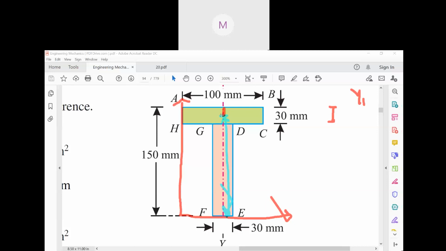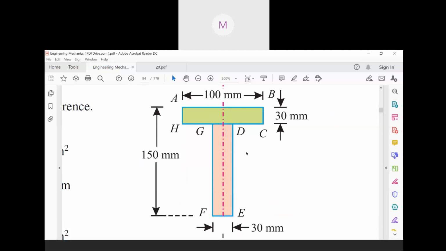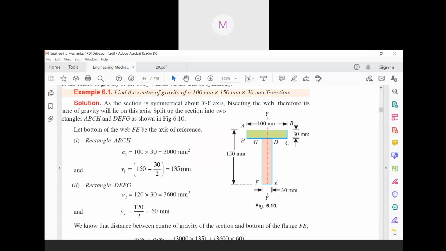This point, so how much is it? The total is how much? The total is 150. Half of it is how much? 15. So now how much will this be? This small part, the remaining 150 part will be minus how much? 15. Now got it? Yes, sir. Now understood?